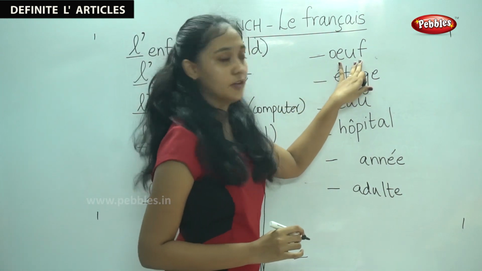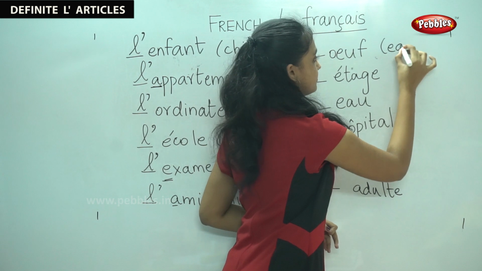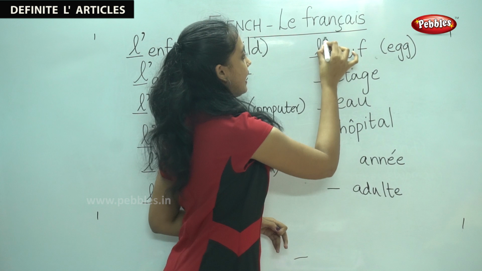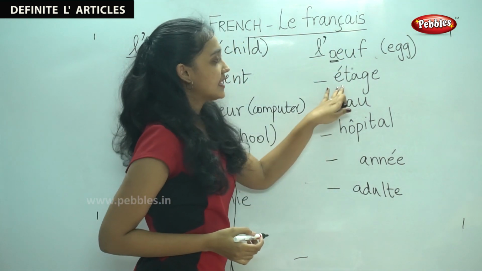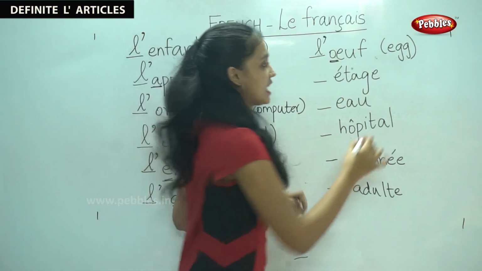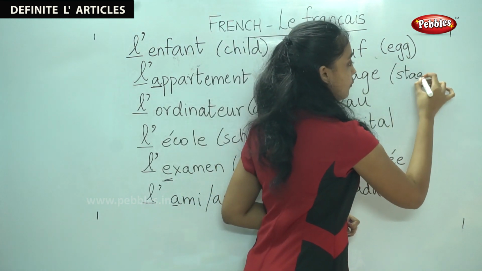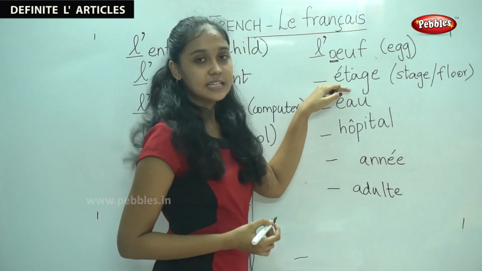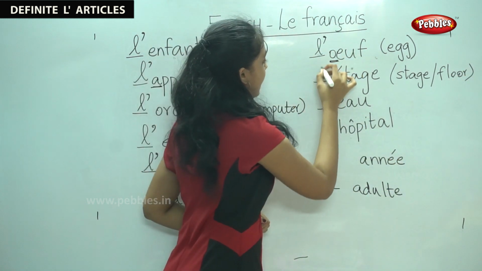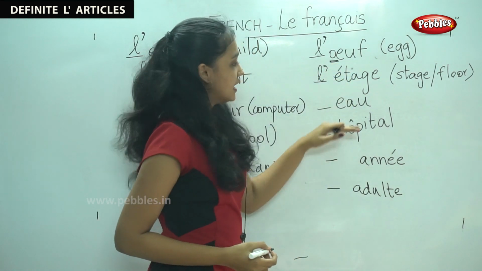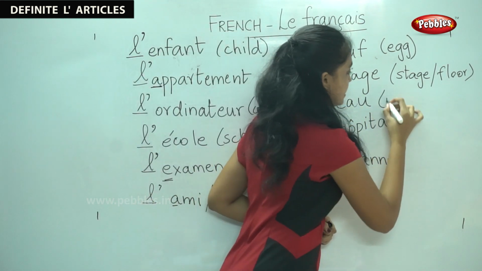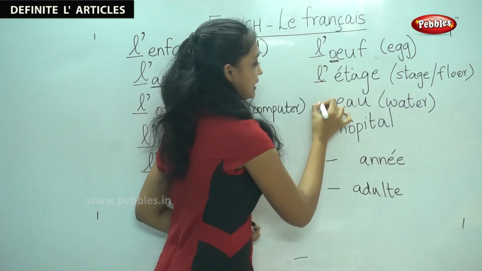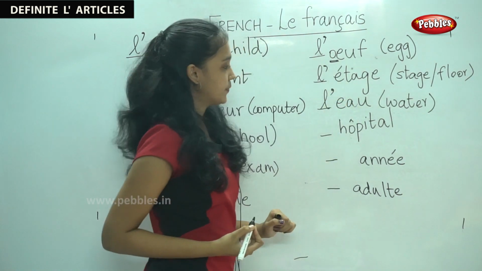The next word is œuf, which means egg. This also begins with a vowel, therefore we place L apostrophe. The next word is étage. Étage means stage or floor. Since it begins with a vowel, we place L apostrophe. The next word is eau, which means water. It begins with a vowel, therefore L apostrophe.